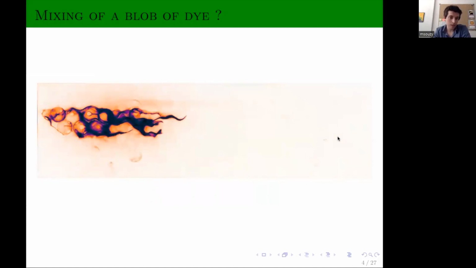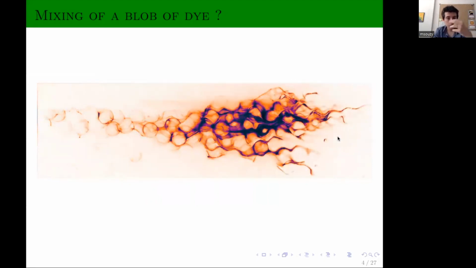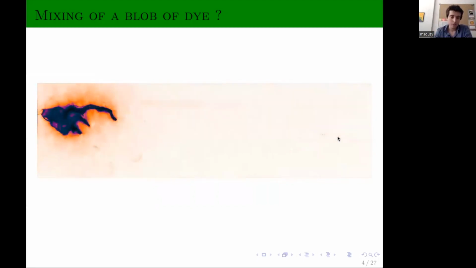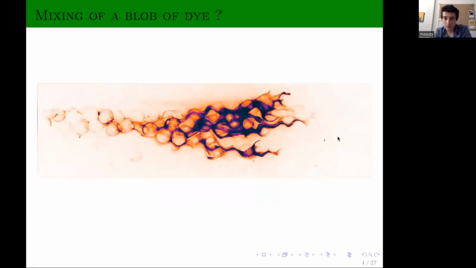This is typically the kind of experiment that we perform. Here you have a blob of dye, which appears on the image in black, orange, which is pushed within the bulk of a 3D porous medium. And what you see is within a slice in the core, in the bulk of the media. And if I make the movie run again, you see that there is a lot of things happening here.